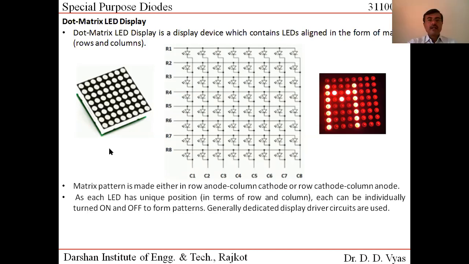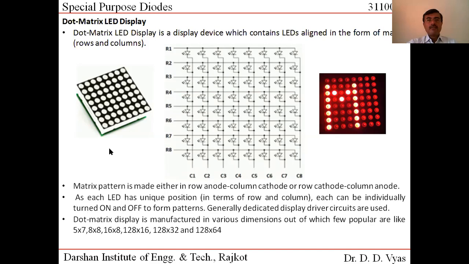Dimension wise, different dot matrix LEDs are available in the market: 5 cross 7, for example. This display is basically an 8 cross 8 display. You can have 5 cross 7, 16 cross 8, 128 cross 16, 128 cross 32, and 128 cross 64. So depending upon the size that we need, we have availability of dot matrix displays.